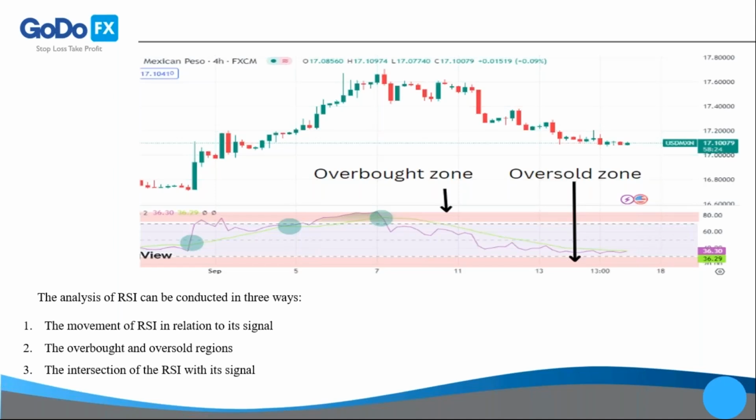Notice in this picture that the RSI was in the overbought zone and it went down, driving the price down with it. And we should also, as a third point, take into consideration the intersection of the RSI with its signal. We can see that in the overbought zone, they intersected, causing a price drop afterwards. This is the USD Mexican peso chart.